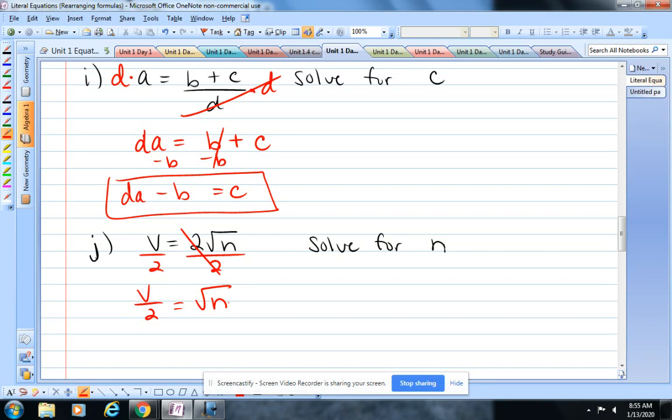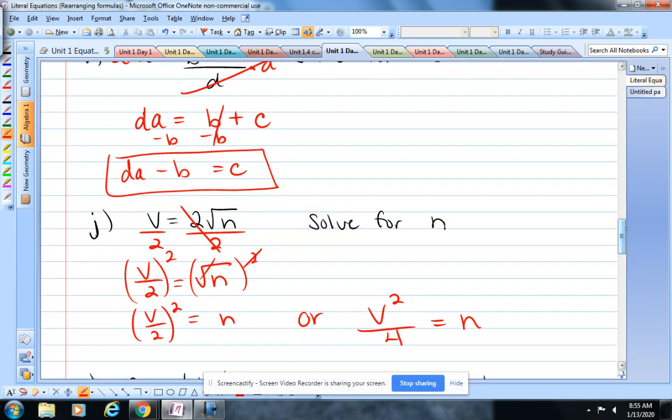So what's the opposite of taking a square root? You square. Squaring, right? So you want to square both sides. So the square root cancels and leaves n. Now this one has multiple ways you can write the answer. You can leave it like this, v over 2 in parentheses squared, because you square this whole thing. Or you can go ahead and square both of them. V squared over what's 2 squared? 4. So both of these are correct. So either one that you would want to say to me would be correct to me.